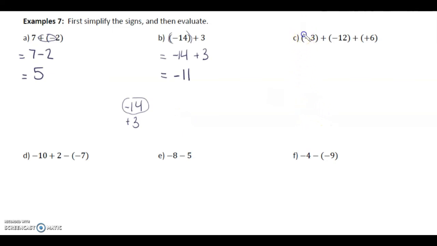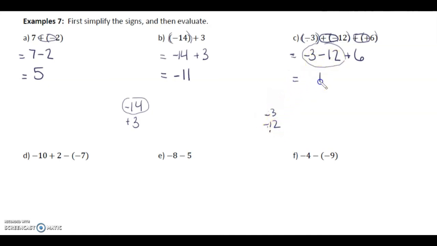Okay, for C, we have negative 3 plus negative 12 plus positive 6. Negative 3 we can write without brackets. The plus and the minus sign here simplify to minus 12. And the positive sign simplifies to positive 6. So let's do 2 at a time. Let's start with just negative 3 minus 12.